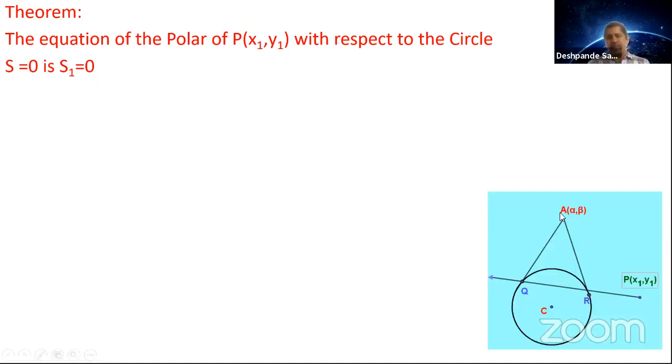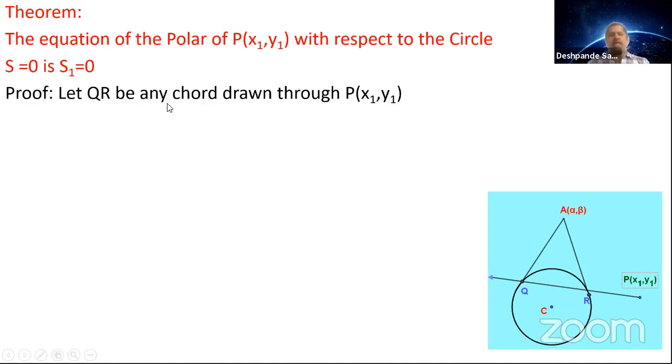Now you got a point P, a line cutting the circle at 2 points Q and R, and you're drawing tangents from Q and from R. They are meeting at a point you called A here. Like this, you can draw many chords and draw a line. That line is going to be the polar, and this point which you are starting with is what is called the pole.